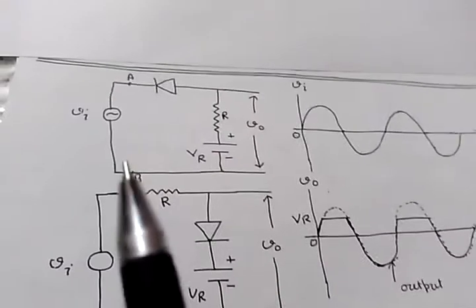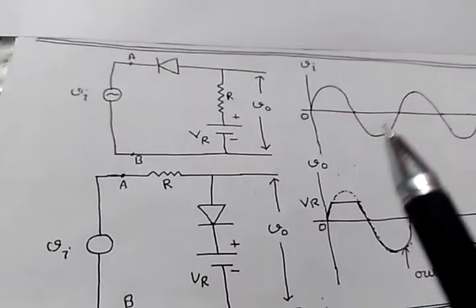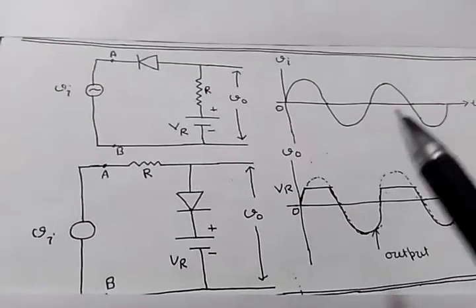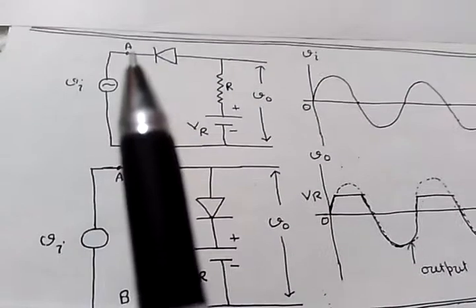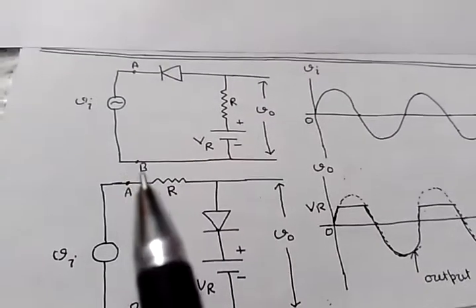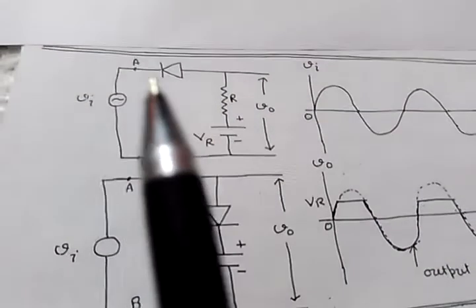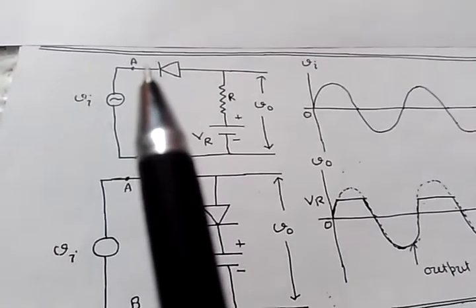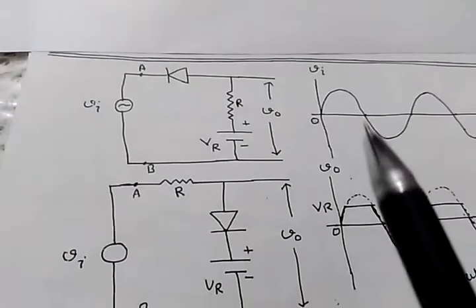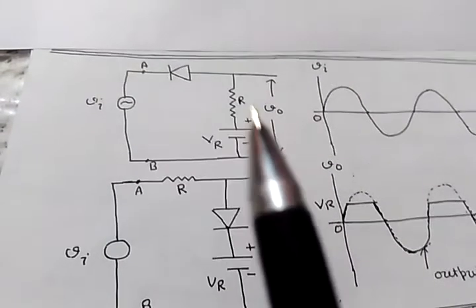Now consider the negative half cycle, this portion of the input signal. For the negative half cycle of the input signal, in this case point A will be negative with respect to point B. Here the P region is connected to the positive and the N region is at negative voltage. For all values of the negative half cycle, the N region will be negative and the P region will be positive.